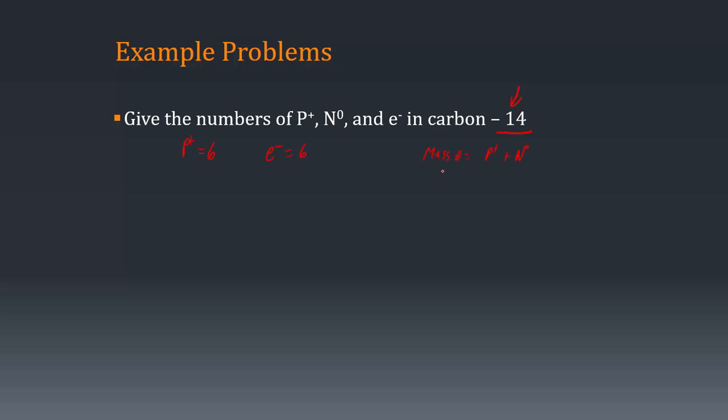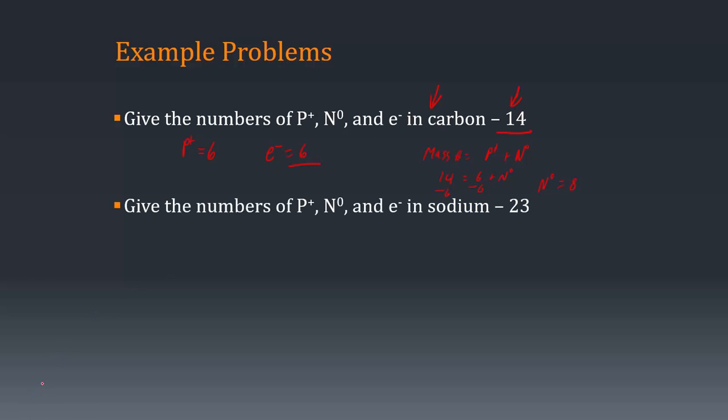Which means I have 14 is equal to 6 plus the number of neutrons, and if I subtract 6 from both sides, I get the number of neutrons is equal to 8. So this has 8 neutrons in it because 8 plus 6 gets me 14. It's got 6 electrons in it because the number of electrons has to equal the number of protons, and it's got 6 protons in it because it's carbon. Carbon tells me it's got 6 protons. If it doesn't have 6 protons, it would not be carbon.